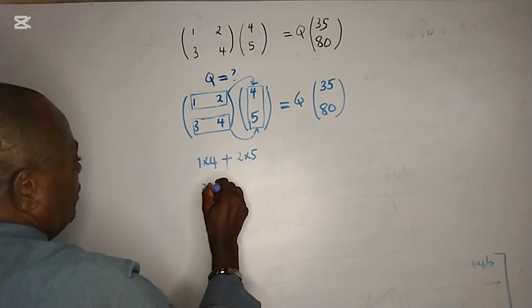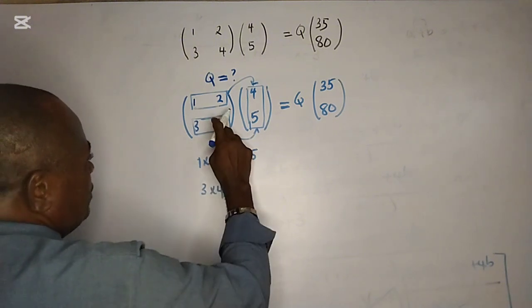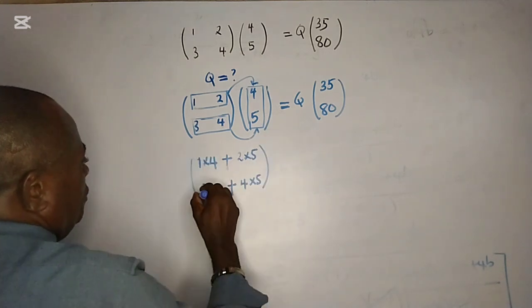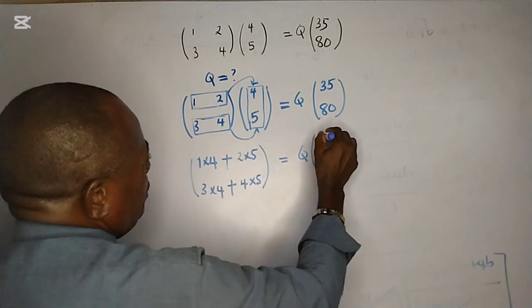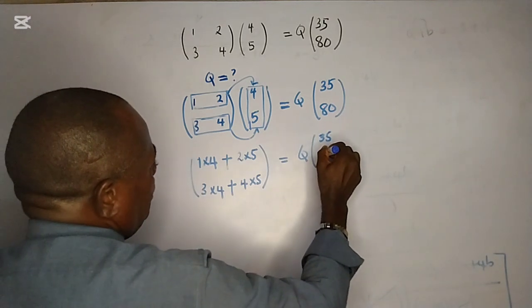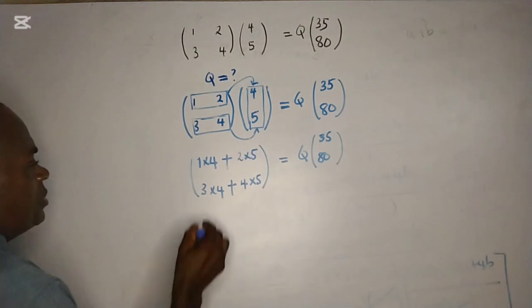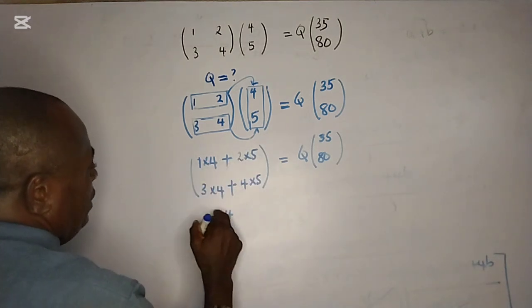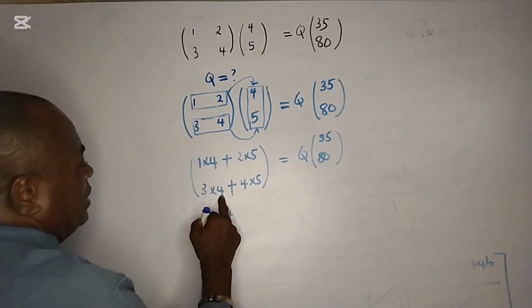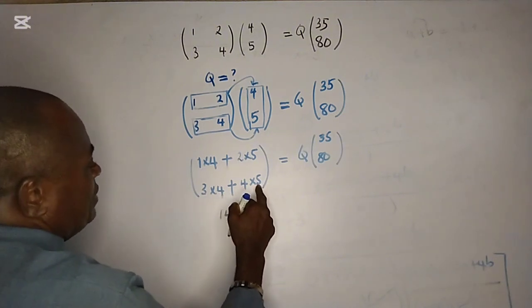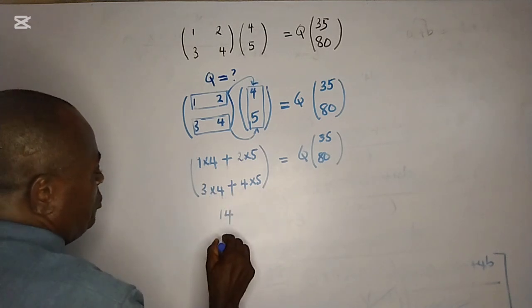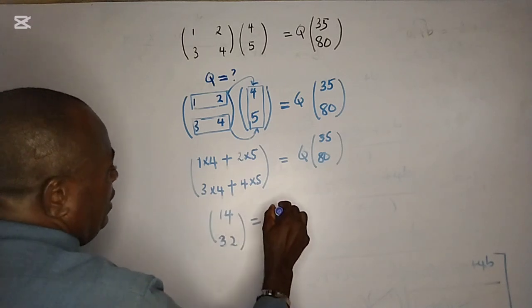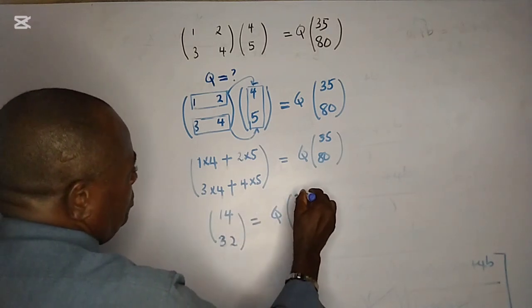So we're going to have 3 times 4 plus, you now take this 4, multiply by 5. It's going to be 4 times 5. The result is equal to Q into 35, then 80. If you multiply this by this and this by this, then you add, the result there is going to be 14. Multiply this 3 times 4, that is 12. 4 times 5, that is 20. 12 plus 20 produces 32. We have 32 from this side, and then you equate it to Q times 35, 80.